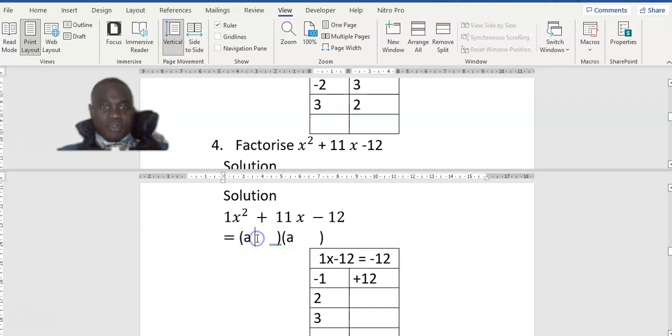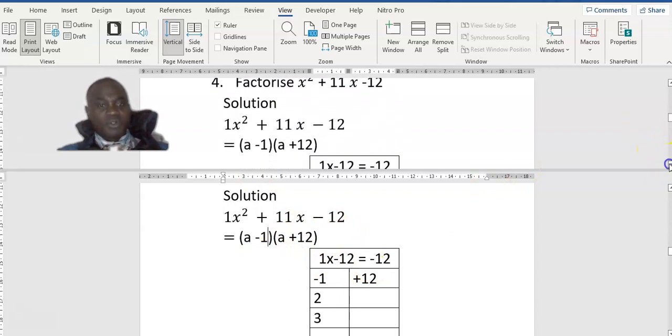So this side is going to be minus 1 and this side is going to be plus 12. We have our factors now. Let's move on to the next one.